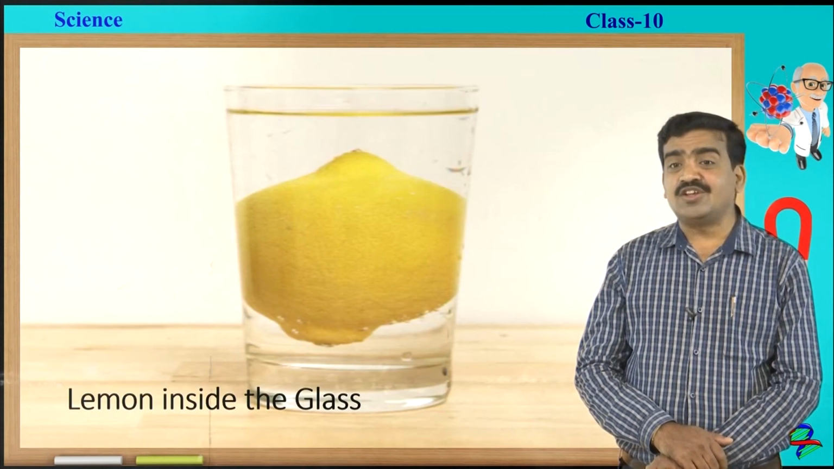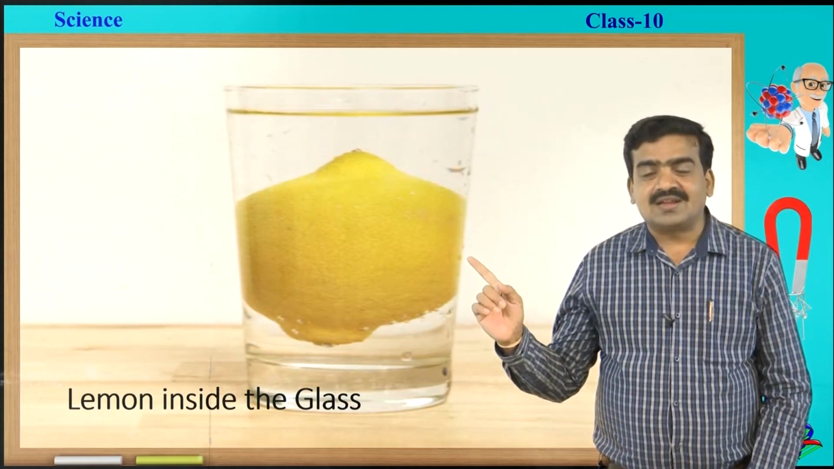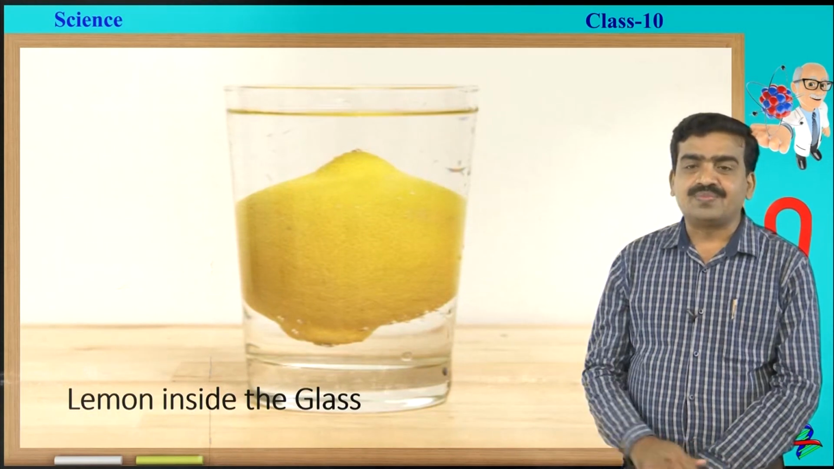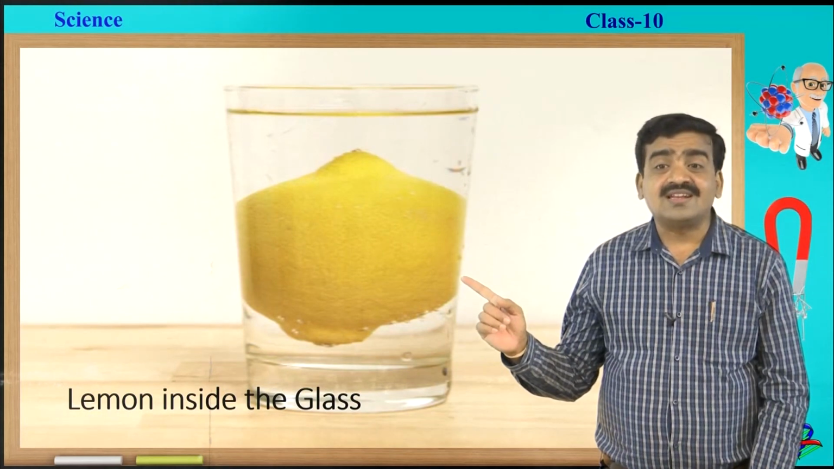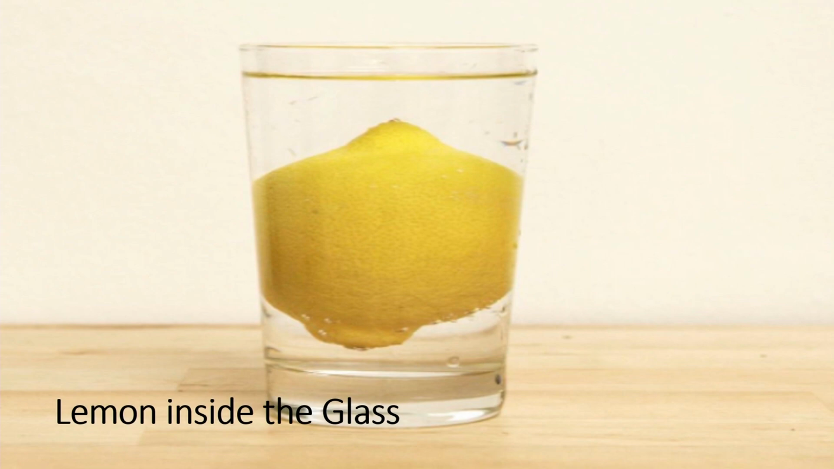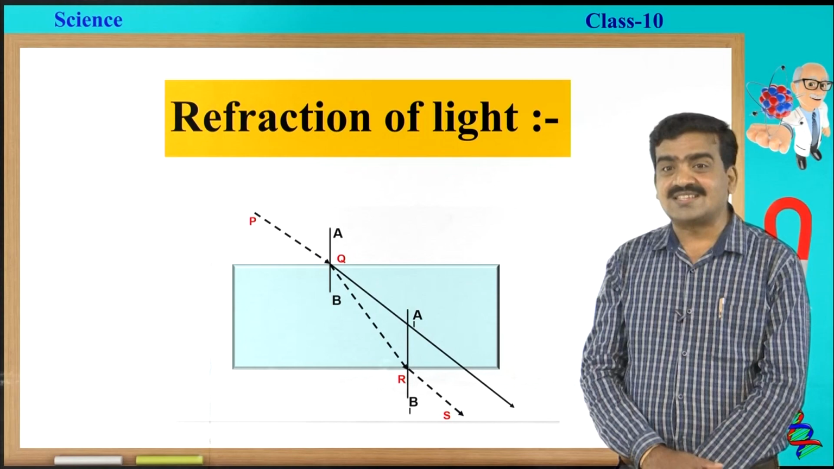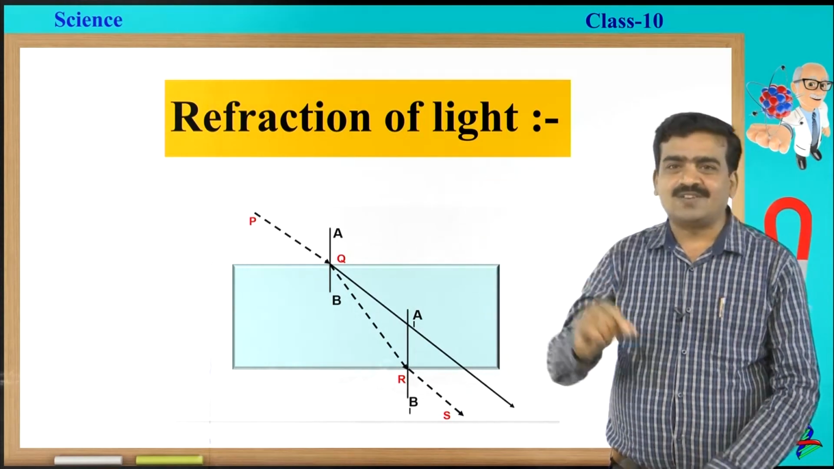You might have seen in your home a lemon placed inside a glass containing water appears to be bigger than its actual size. What is the reason for this? Can you tell me the reason for this? The reason for all these situations is refraction of light.